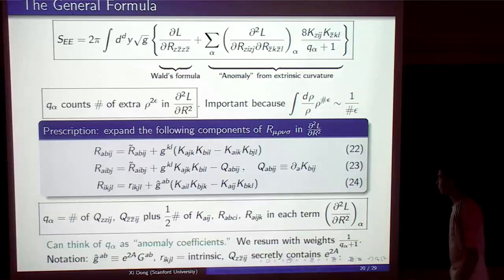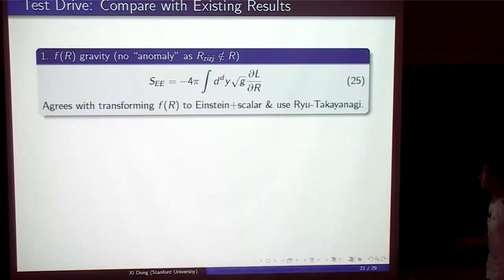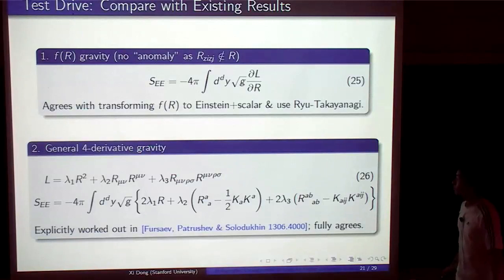So we can now compare it with existing results. F of R gravity is sort of trivial. There is no anomaly, just the Wald entropy, and we can see it by transforming it trivially to Einstein gravity plus scalar fields. One can immediately use it for four derivative gravity, where the general form of the Lagrangian is like this, and using the formula one immediately works out something which agrees with this paper.